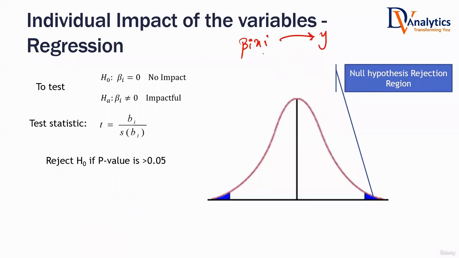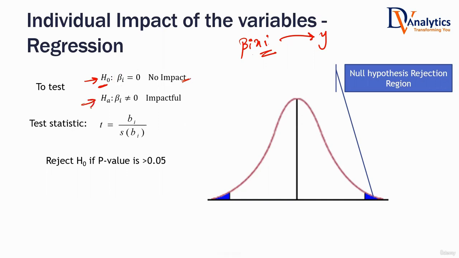You want to find out whether this xi is impactful on y or not. So what are you doing here? You started with a null hypothesis denoted by H0. You started with a hypothesis that beta i is equal to 0. If beta i is equal to 0, what does that mean? Xi has a coefficient of 0. That means the variable is not impactful. Are you with me? If the coefficient of a variable is 0, the variable is not impactful. That is the null hypothesis.